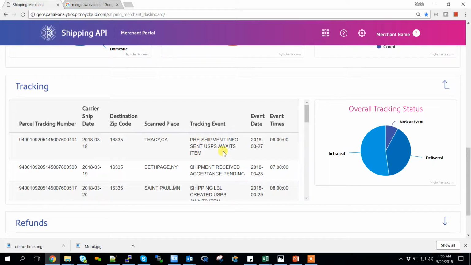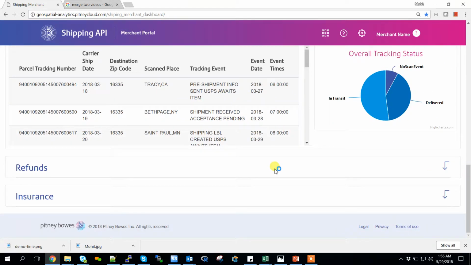So it will track the shipment when it starts from the postal office till it gets delivered to the end customer. Here we are talking about the overall tracking status of the shipments done by the shipper. So how many of the shipments are in transit, how many of the shipments are in delivered state, and for how many shipments he did not receive even a first scan yet.